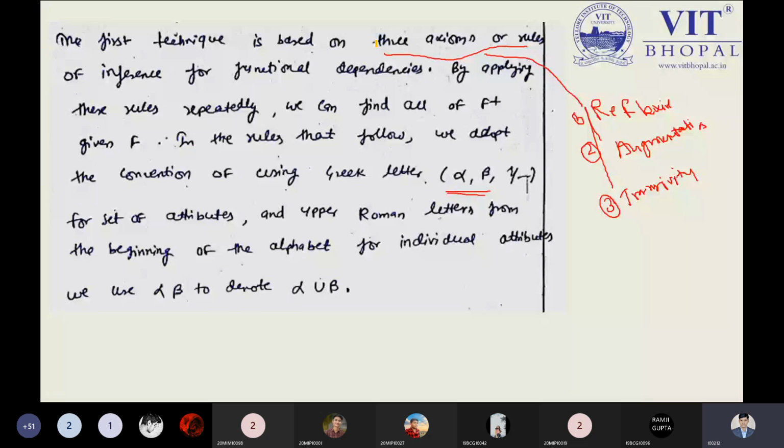And what are the three axioms? We have already studied them yesterday as well as in the previous classes. What are those axioms? Reflexive, augmentation, transitivity. This is the point we have to keep in mind. There are three different rules, and these come under the Armstrong axioms. So reflexive, augmentation, transitivity we can use to solve our problem.